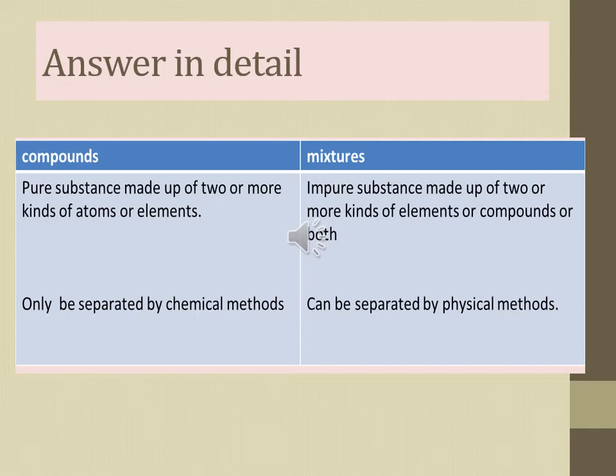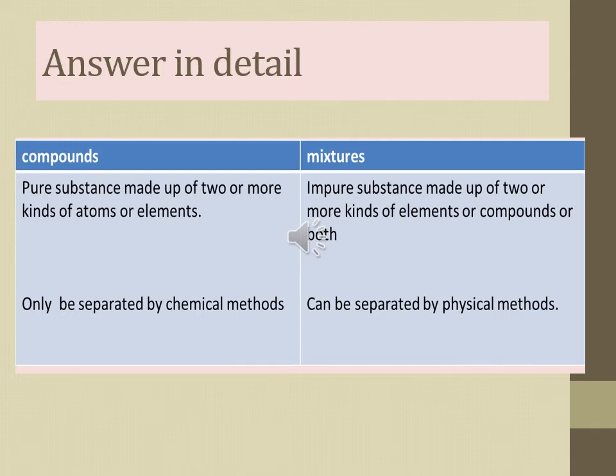Then come to the mixtures. Write this: impure substance, made up of two or more kinds of elements or compounds, or both.